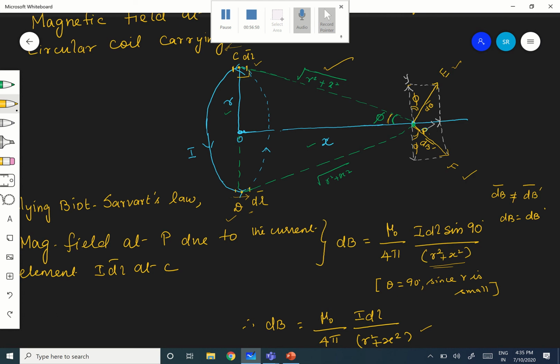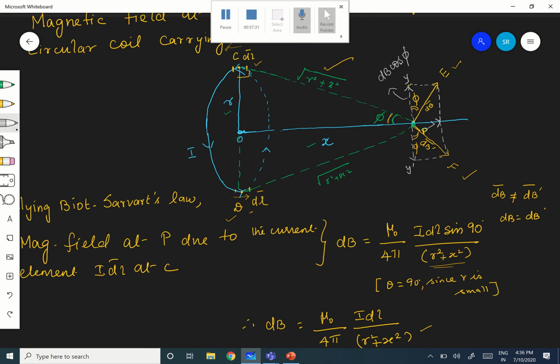I am resolving both. When I resolve, listen children, let it be Y, and the other one Y dash, PY dash. Now PY and PY dash vectors I have resolved. I think you know how to resolve. Therefore when you are resolving it, what is this component? The PY component will be dB cos theta, cos not for theta, phi. Cos phi.